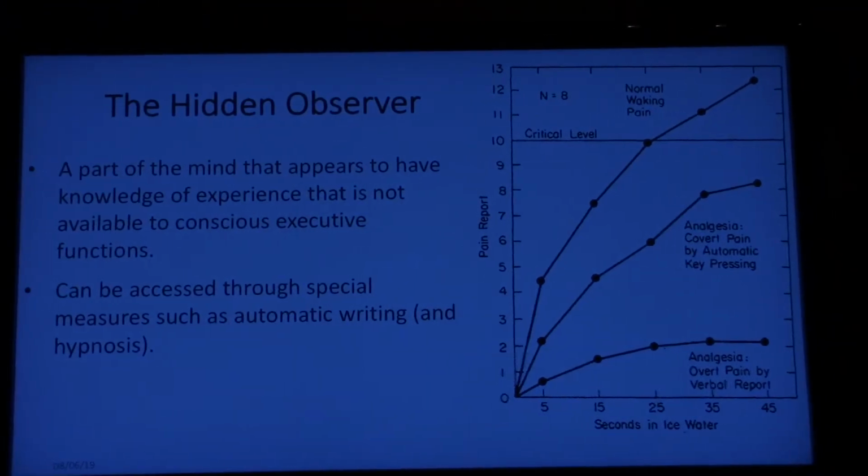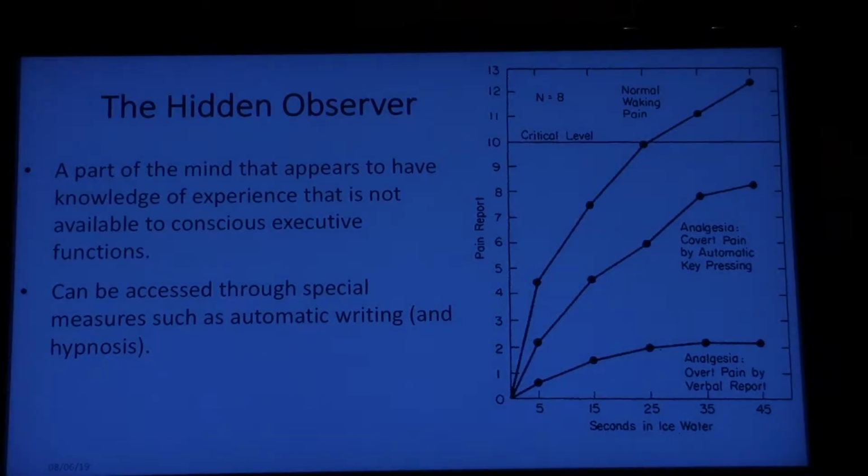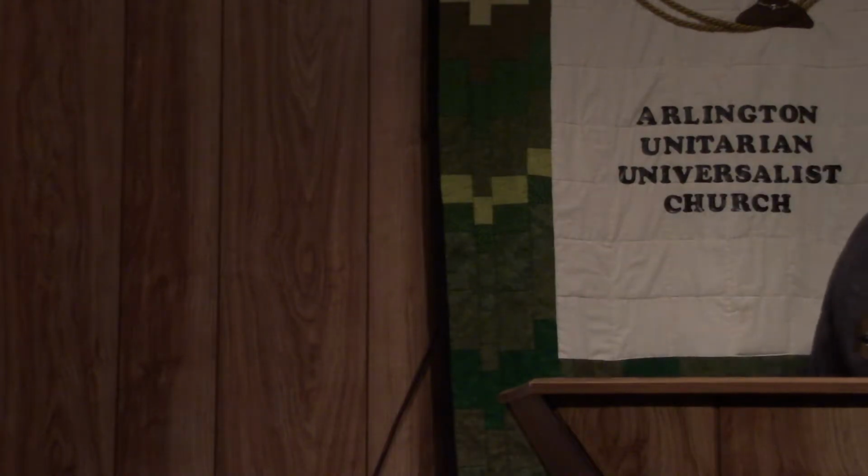Now, one of the more interesting aspects of neo-dissociation theory that I've already alluded to is what's called a hidden observer. And this is like a subsystem, a part of the mind that appears to have knowledge, information, that's not available to the subject's conscious awareness. But it can be accessed through special measures such as hypnosis or perhaps automatic writing. With the hidden observer phenomenon, the monitoring system is divided. There's one part that's feeding information to the subject's conscious awareness, but there's a second part that registers and retains information that's not available to conscious awareness. Okay. The part that's not available to conscious awareness is the hidden observer.